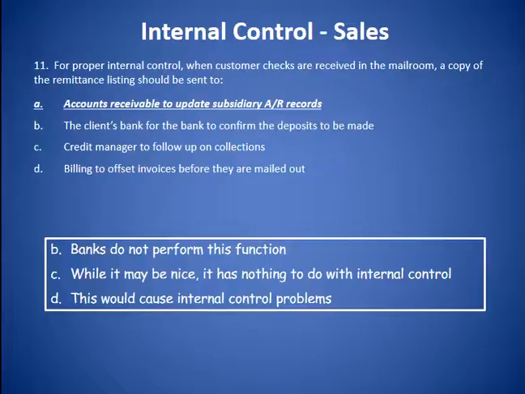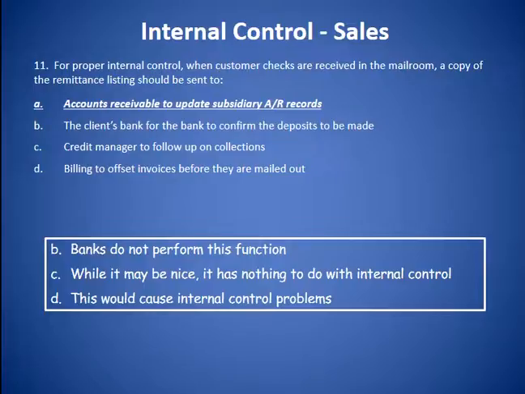C, credit manager to follow up on collections. Well, it could be nice, but it has nothing really to do with internal control. And then D, billing to offset invoices before they are mailed out.